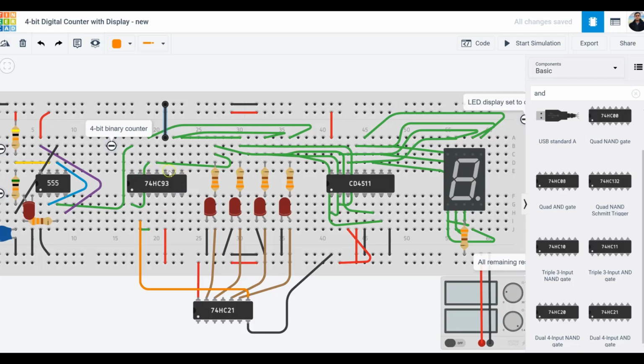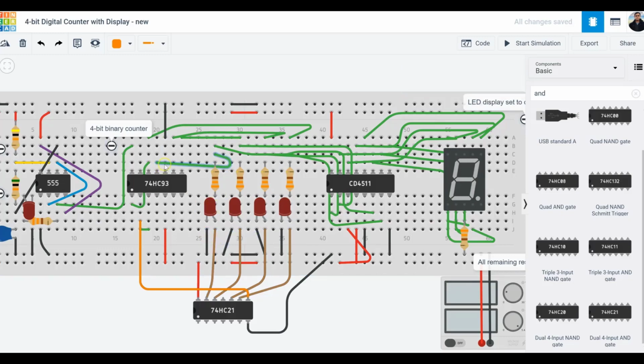All these 4 outputs through these green wires are hooked up to these 4 resistors, and these 4 resistors are running through these 4 LEDs. The anode of the 4 LEDs is connected to the resistor, and the cathode is connected to the ground via these black wires, right?